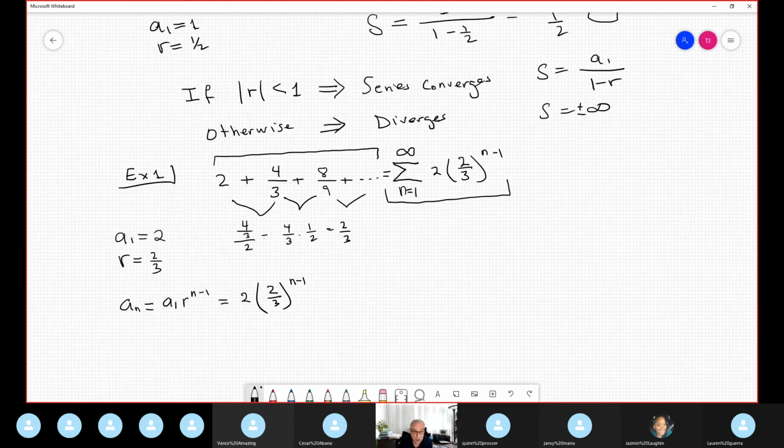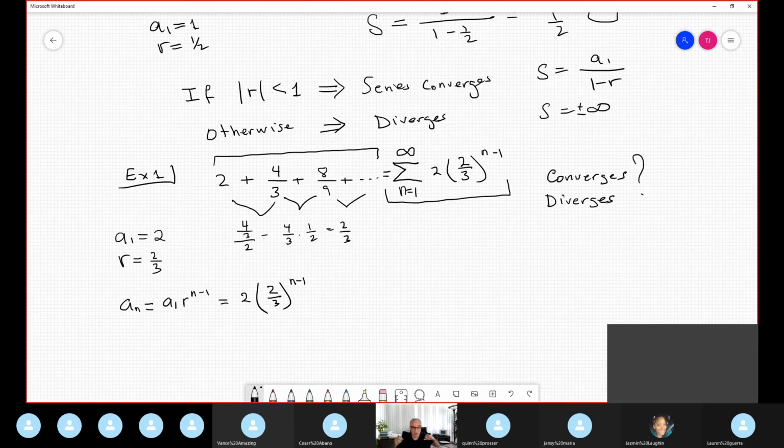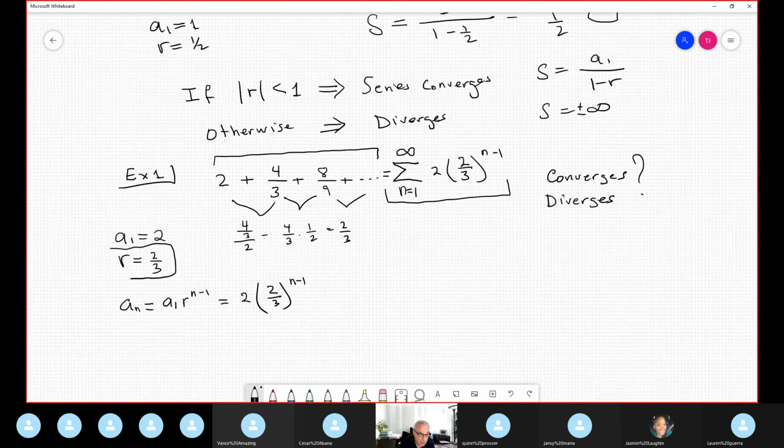And now I go to the series. My question is: convergent or divergent? What do you think? Big question mark. Convergent. What is the reason? The reason is that the absolute value of the common ratio, so I don't care about the sign, in this case positive, but it's okay if it's negative, is less than 1. 2/3 is less than 1. Therefore convergent, not divergent, in that case.